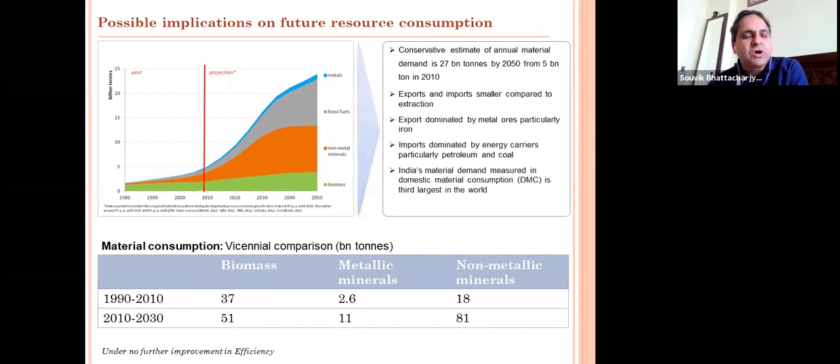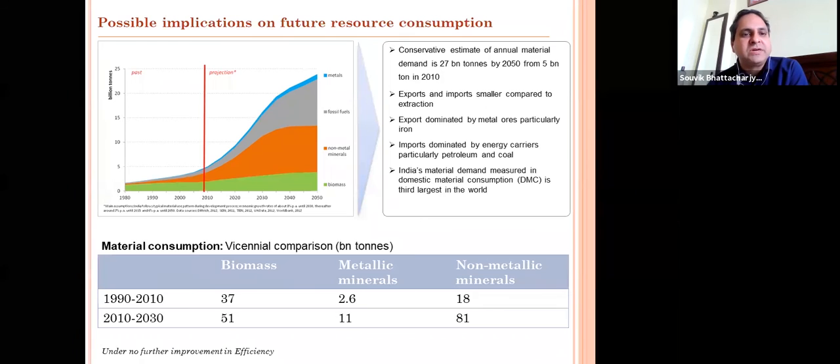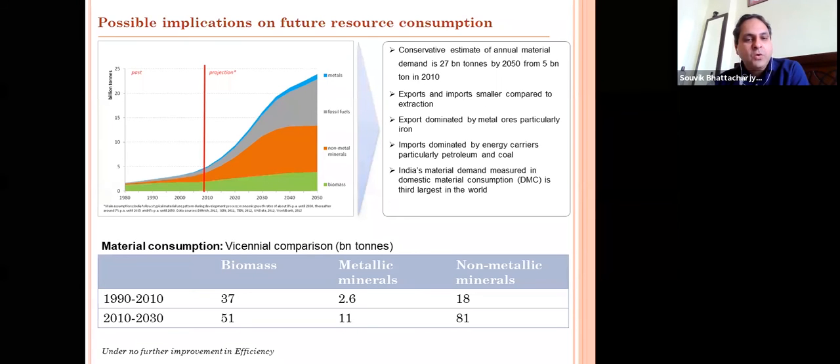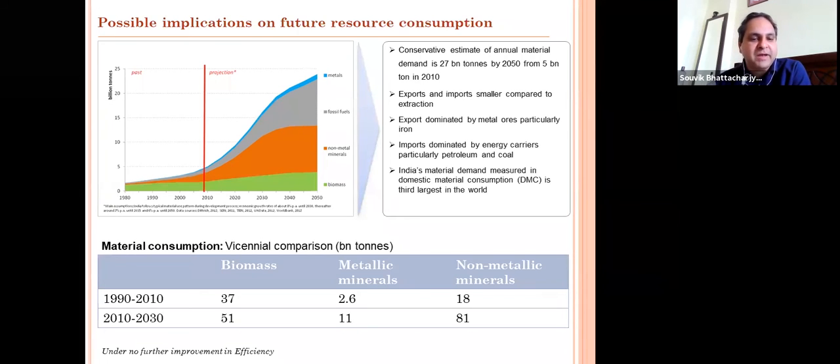And if this trend continues, although I would say a revision is needed, and this is based on the exercise which Reva was mentioning in 2013, which the Indo-German Environment Program and TERI did together, we see that the total consumption of material can reach up to 25 billion tons by 2050, even on a moderate scale. On a higher scale, it can go up to 60 billion tons. So what does that mean? Between 1990 and 2010, we consumed 37 billion tons of biomass. Between 2010 and 2030, we would be consuming 51 billion tons.